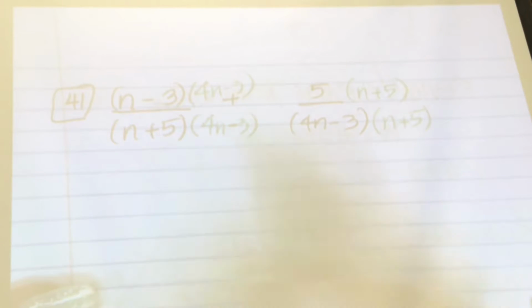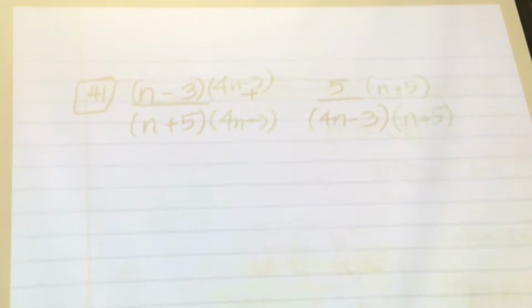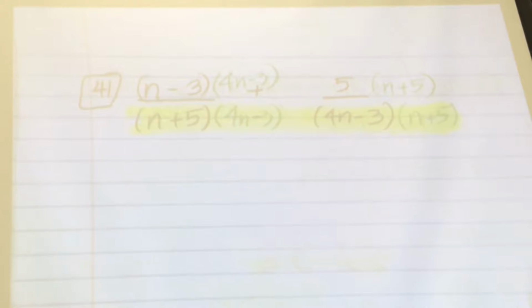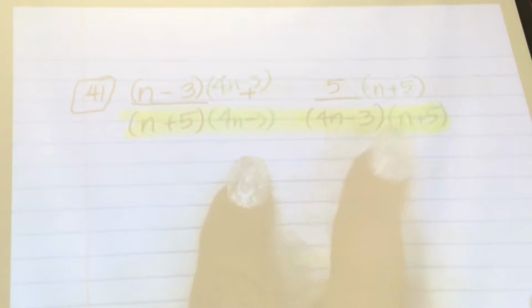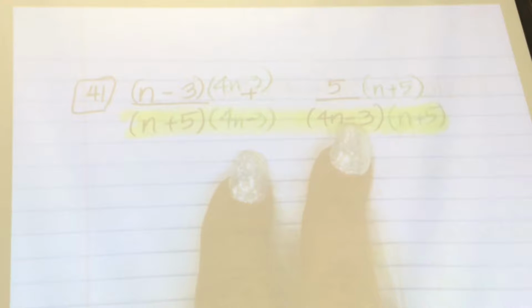Now these denominators say the same thing: n plus 5, 4n minus 3. I'm going to ask you to take your highlighter, and that's going to tell you when you're ready to move on to the numerator, because once you highlight the denominators and they're the same, then you can move on. Otherwise, you cannot move on.